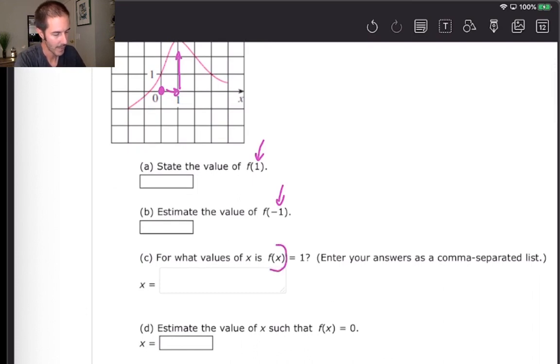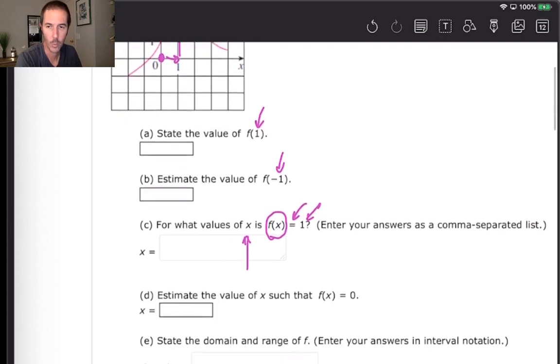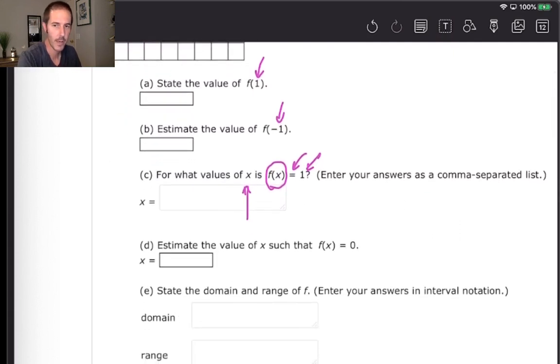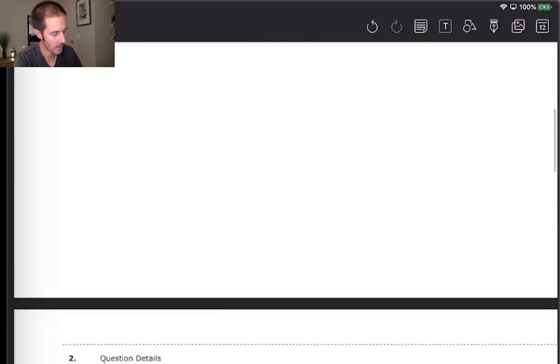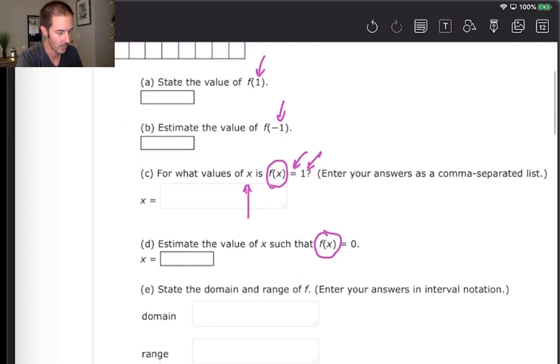Here we're being told that f of x, which is synonymous with y, equals 1. And they're saying, what's the x coordinate, or what are the x coordinates, plural, when y is equal to 1? Go back to the graph and find points on the graph that have y values or y coordinates of 1. Estimate the value of x such that f of x equals 0. So again, we have another y value given to us. Here the y value is equal to 0. We want to know what is the corresponding x value.